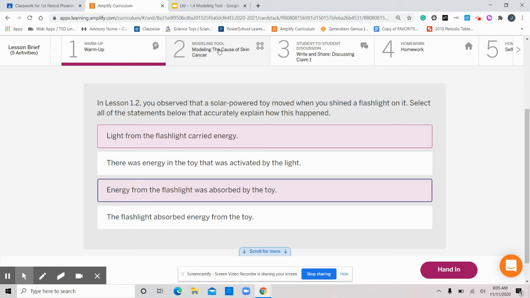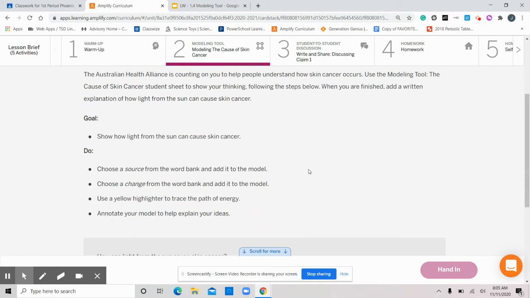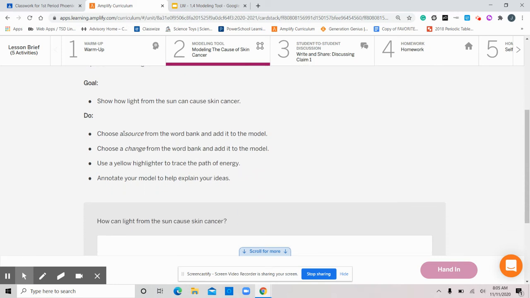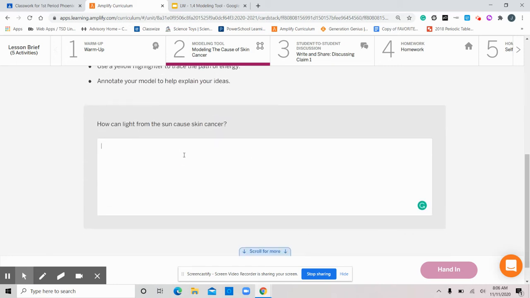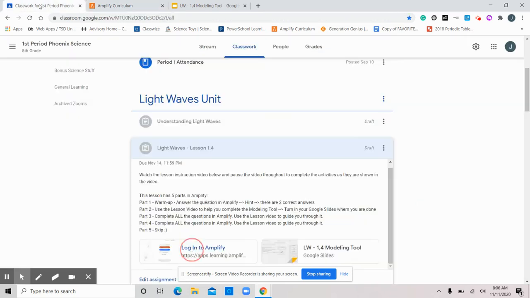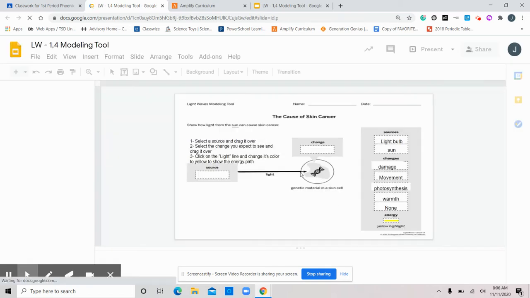Now we're going to go on to our modeling tool. So for part 2, this is our modeling tool. It wants us to choose a source from the word bank. It wants us to choose a change from the word bank. And then it wants us to use yellow to trace the path of the energy. And if you scroll down here, there is a word question. So again, what you're going to need to do is go back to Google Classroom, open up your modeling tool, and let's complete this activity.